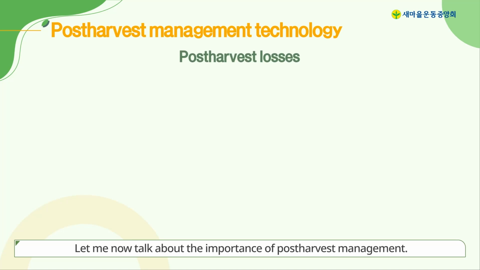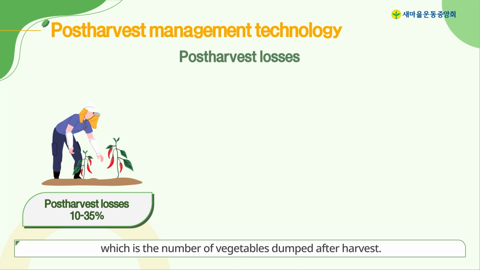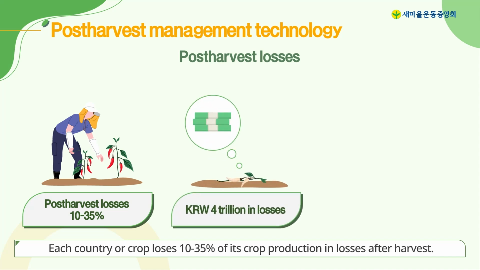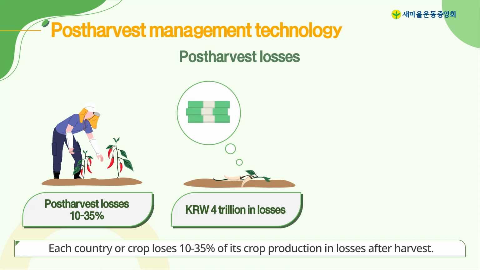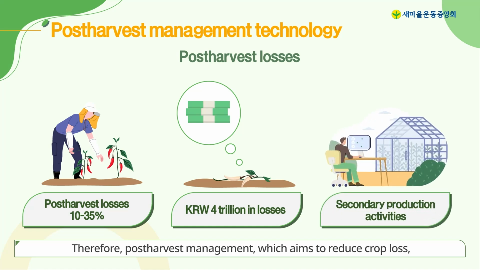Let me now talk about the importance of post-harvest management. First, it allows you to reduce crop loss, which is the number of vegetables dumped after harvest. Each country or crop loses 10 to 35% of its crop production in losses after harvest. Post-harvest losses of Korean horticultural crops are estimated to be worth about 4 trillion won. Therefore, post-harvest management, which aims to reduce crop loss, can be considered a second production activity.